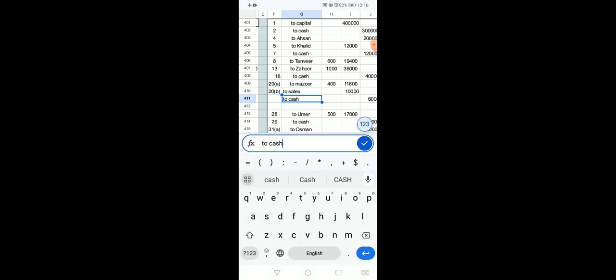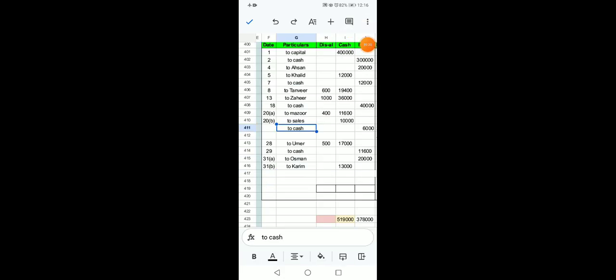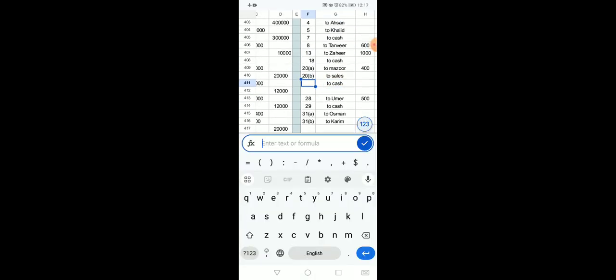Seek the reference. Bank is debited. Why? Opposite side cash is written, so you will mention cash in particulars. Now see its date. So we have date 21st, write down 21 over here.